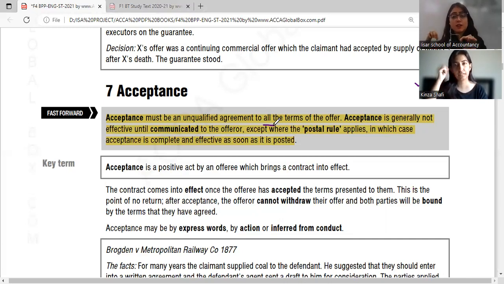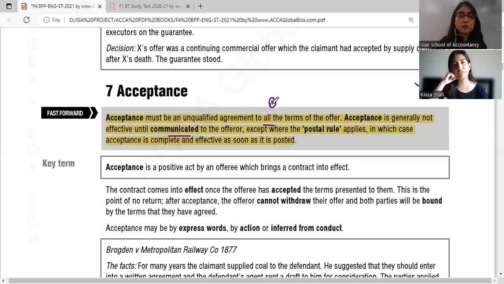Getting the recording is a part of the offer that, okay, you will be getting the recording in case you miss the class, in case you want to revise. That's the situation. But attending the live class is the condition. And you have agreed to it when you accept it. The acceptance is generally not effective until communicated to the offeror. So point number one, all terms.